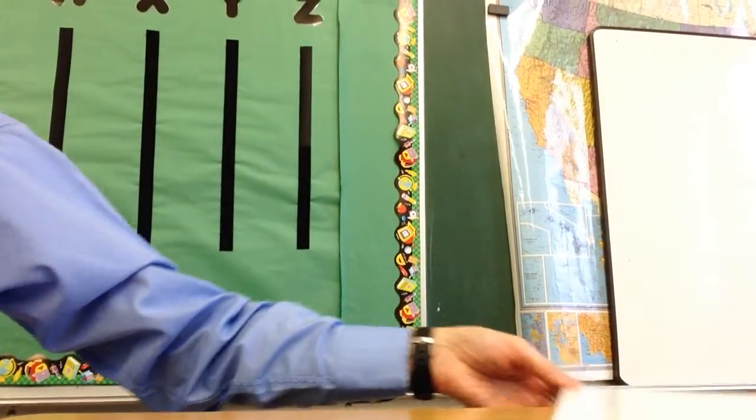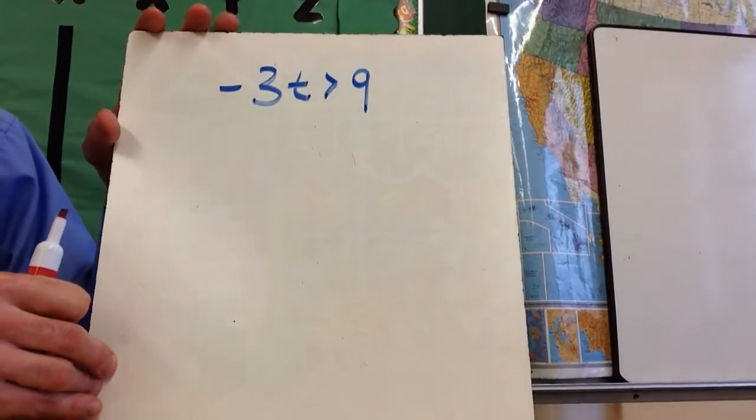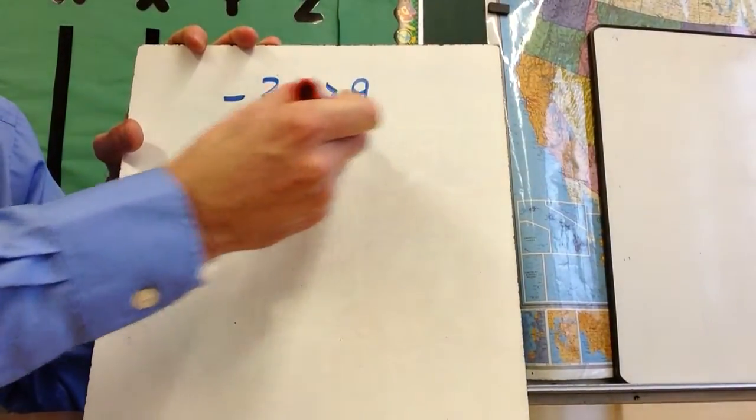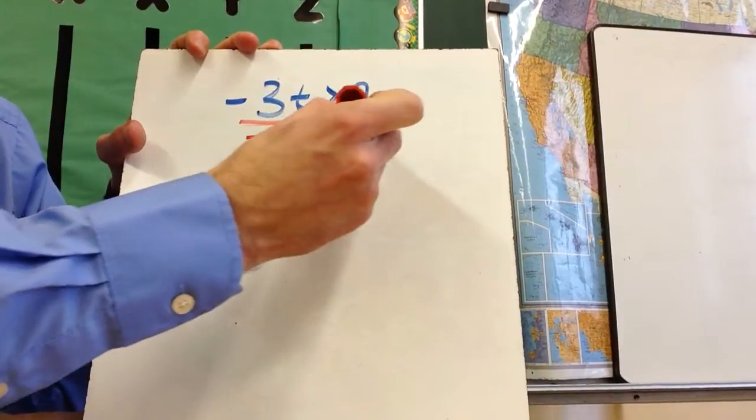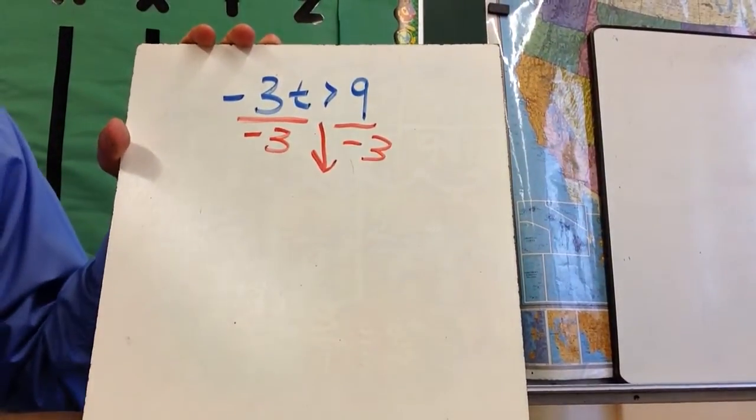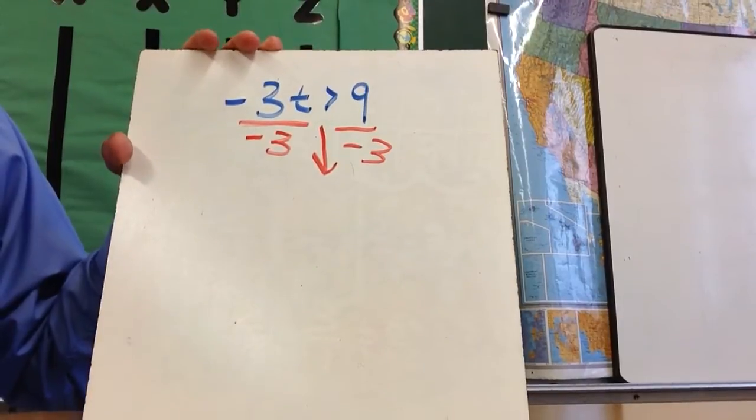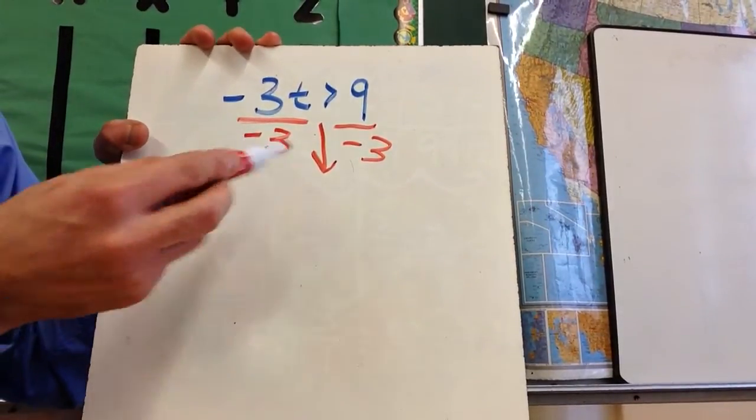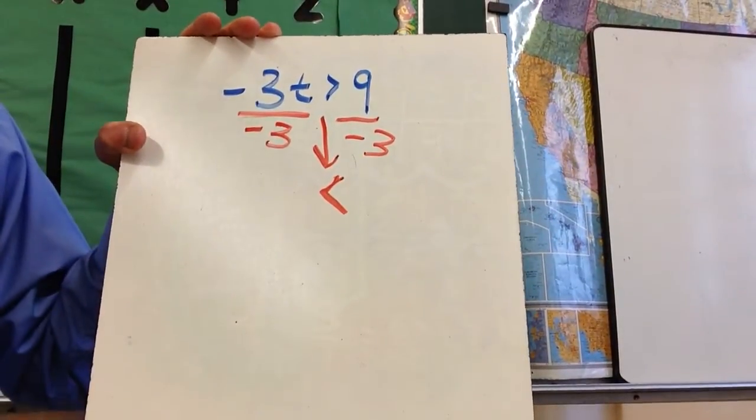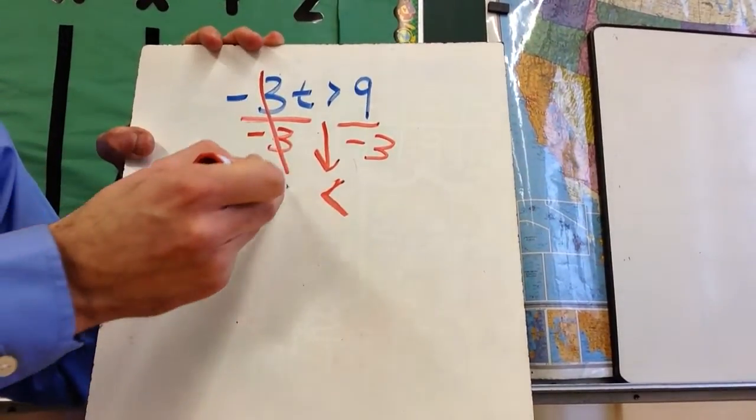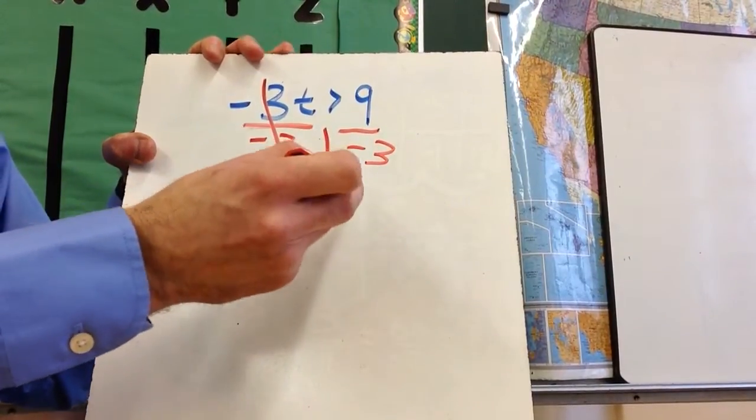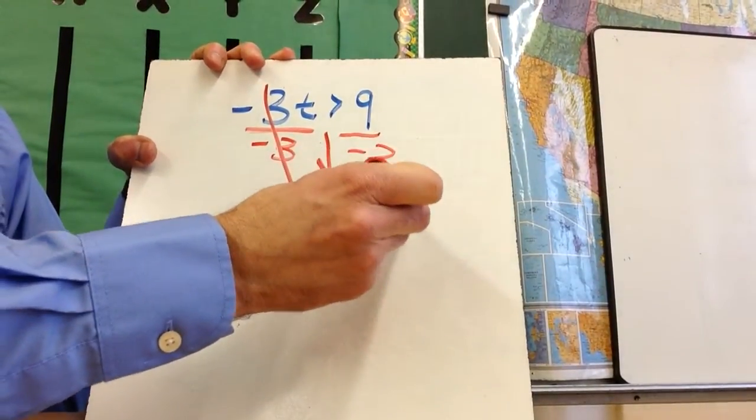Now in this problem, I'm going to end up taking the number in front of the t, and I'm going to divide both sides by that number, and that number is negative 3. And so the advice I give many people is to deal with the sign first, and since I'm dividing by negative 3, I'm going to end up flipping this sign. The sign will change directions on me. These cancel out, and now I've got a t on this side. 9 divided by negative 3 is negative 3.